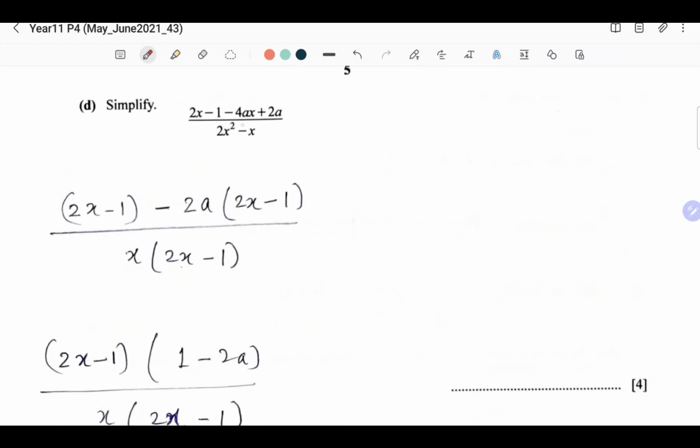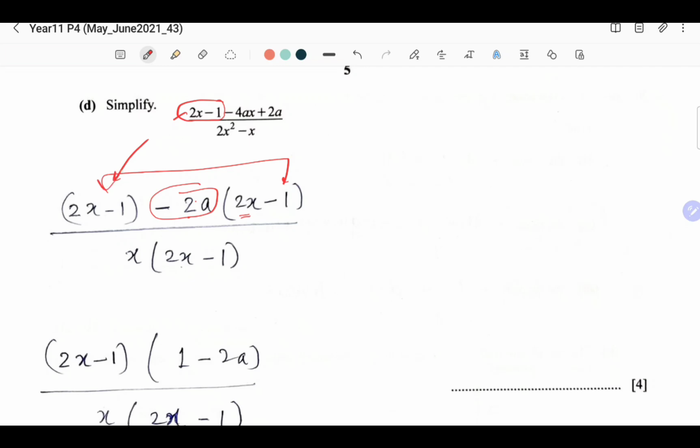Simplify: 2x minus 1 minus 4ax plus 2a over 2x squared minus x. So now you can check. This is 2x minus a, which is here. Now I took minus 2a common. If you take minus 2a common, then out of minus 4x, minus 2 is here, so 2x will be here. And 2a, since you have taken minus 2a common, so minus 1 should be there.